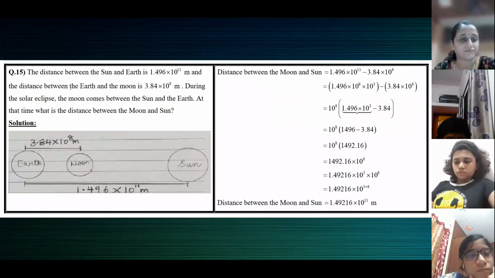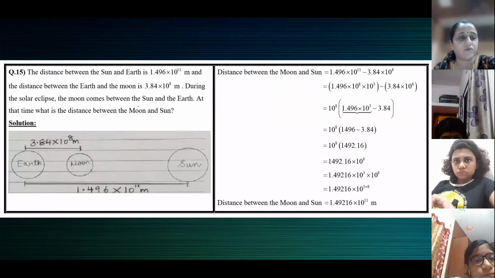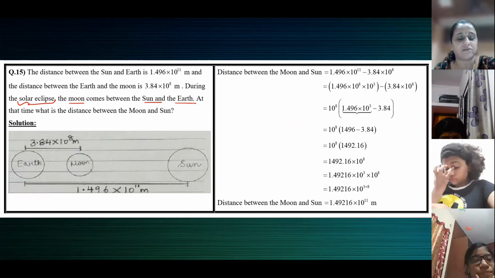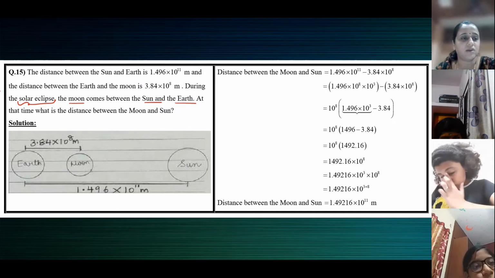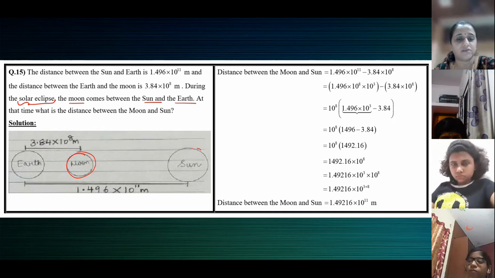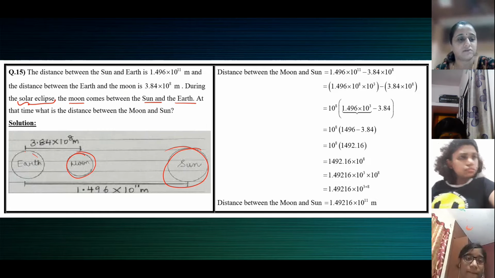So see here. At the time of the solar eclipse, the moon comes between the sun and the earth. All right. So you can see the picture below. At the time of the solar eclipse, the moon comes between the sun and the earth.